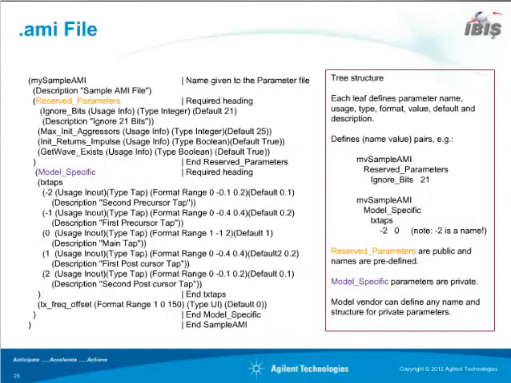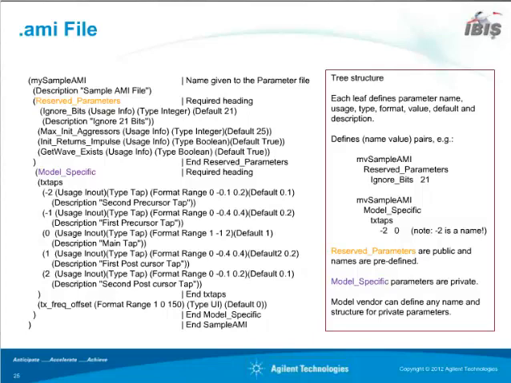So the AMI file looks like this. It's really not something that you, if you were a consumer of a model, would typically interact with. You would be given this file, but you would not edit it. This is something that the model developer will typically provide you. But it's useful to know what's in here.